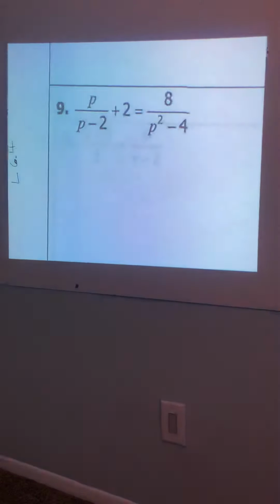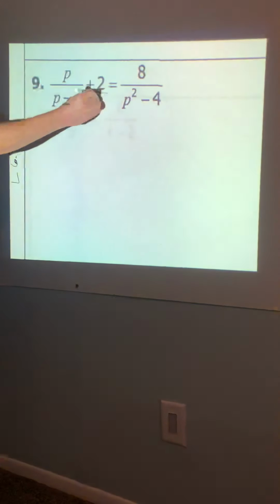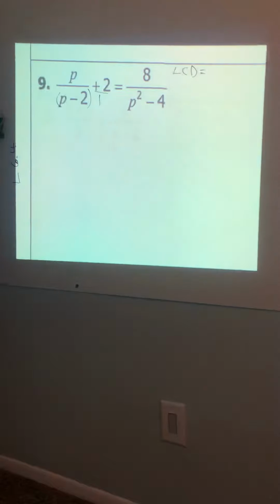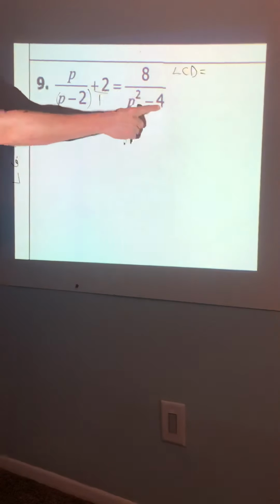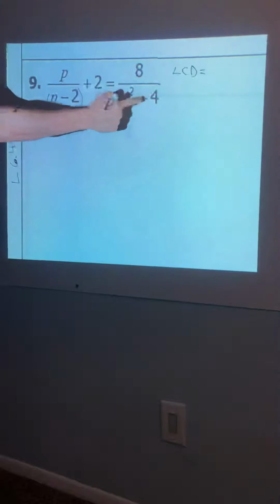Okay, how are we looking on number 9? Oh my goodness. Okay, so same game first. I've got a fraction, technically that's a fraction, and the fraction over there, we need the LCD. Okay, this is prime, p minus 2 is prime. P squared minus 4 can be factored. All right, so we have to factor that. All right, this is prime, but this can be factored.